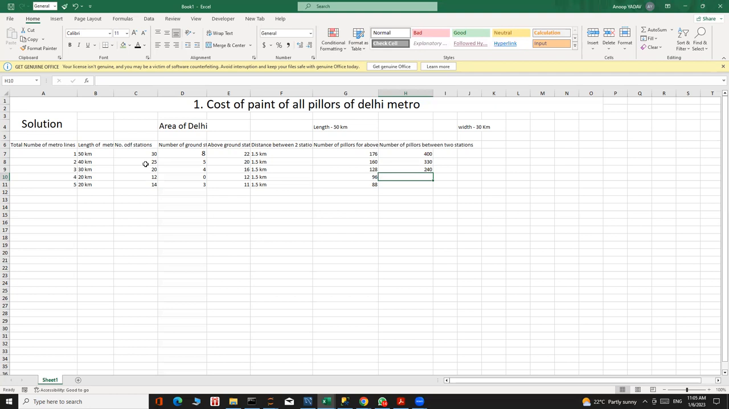For our fourth line, the length of the metro line is about 20 kilometers, the number of stations is 12, and the distance covered by stations is about 3 kilometers. Then for 9 kilometers we have 90.